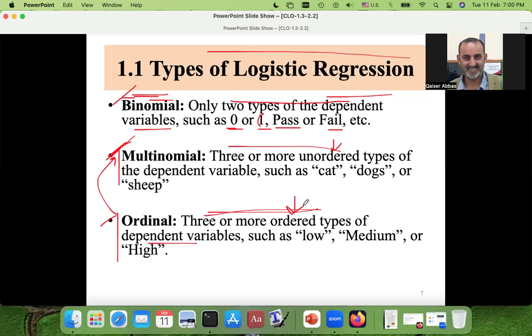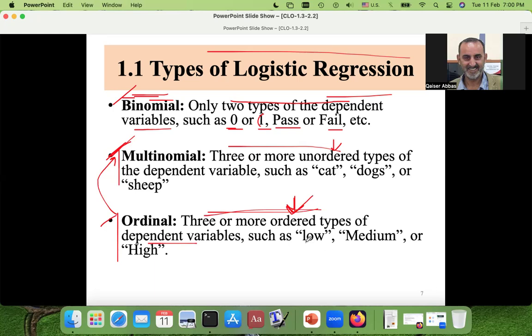Multinomial is unordered and ordinal is what? Ordered. In linguistics, ordinal is something different, but leave it. Here it means ordered. For example, if you have survey scales, it can be very satisfactory, satisfactory, neutral, not satisfactory, not very satisfactory or something like that. Sure, you can build a scale like that.